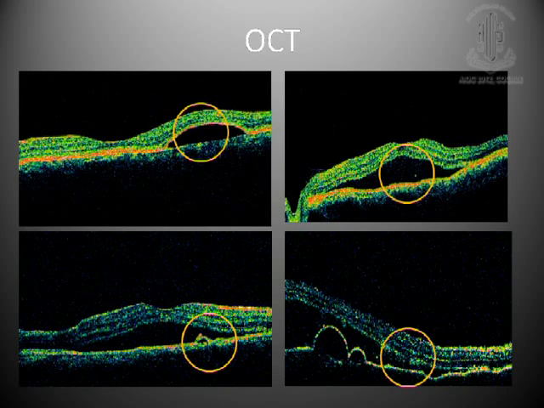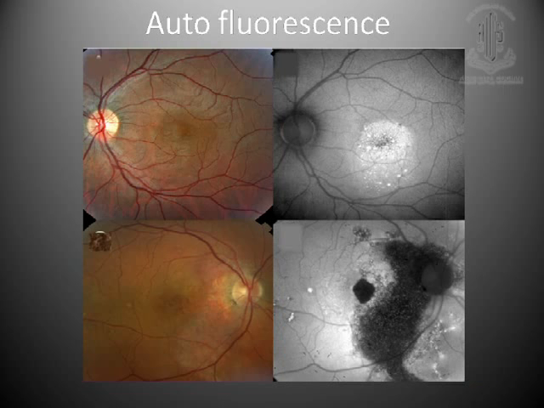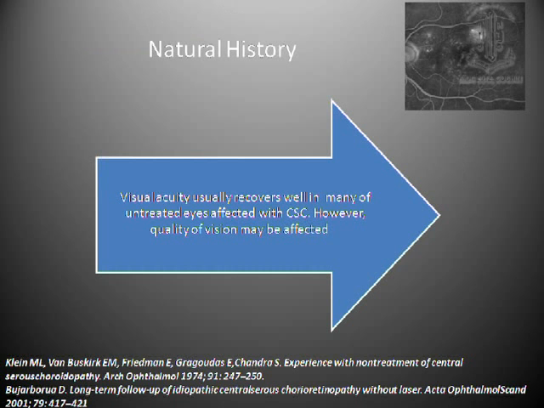Thus, this gives a volumetric analysis of the disease as well as it helps in following up these patients. Autofluorescence may show increased hyperautofluorescence in the early phases of the disease, and later on there may be a granular or confluent hypofluorescence which denotes widespread RPE atrophy. The natural history, we all know, is quite fair, and many cases come back to normal vision after the initial episode.